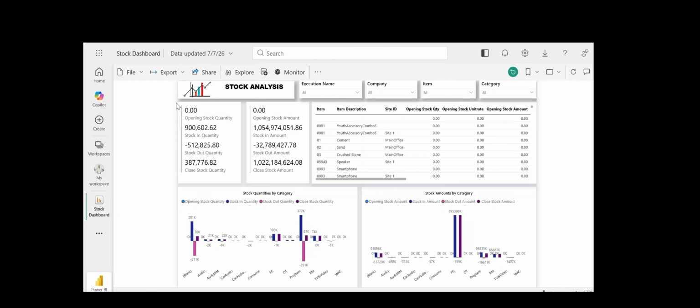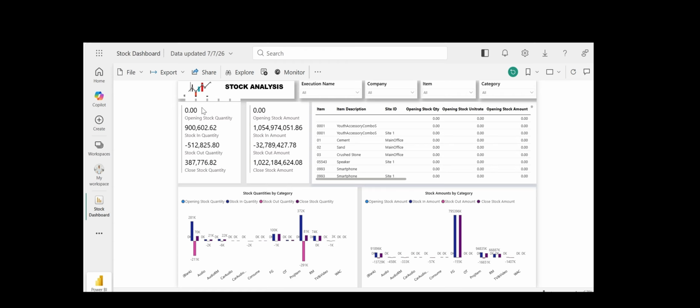Let's begin with the filters available at the top of the dashboard. Users can dynamically filter the report by execution name, company, item, and category. These slicers instantly refresh every visual, allowing users to analyze inventory data for a specific legal entity, product, or inventory category. On the left-hand side are the key inventory quantity KPIs.